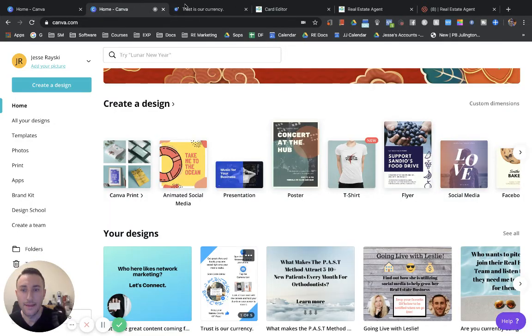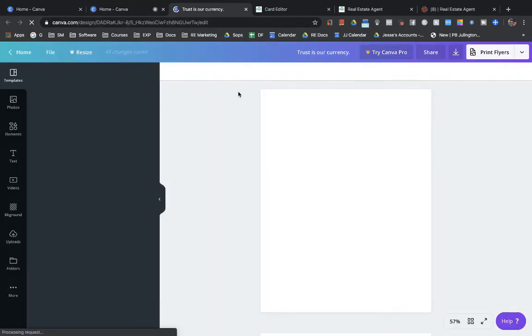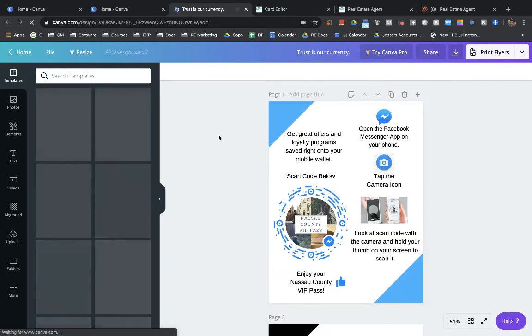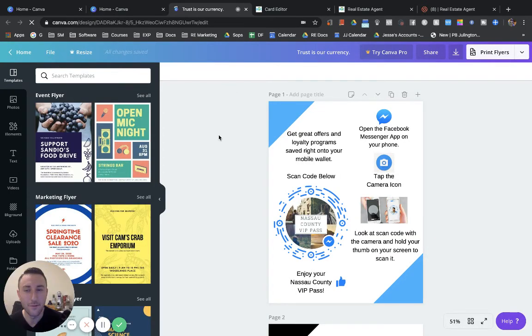So it's loading up. And let me just see if it's up. I don't know why it says trust is our currency. I don't know what I did there before that gave it that title.